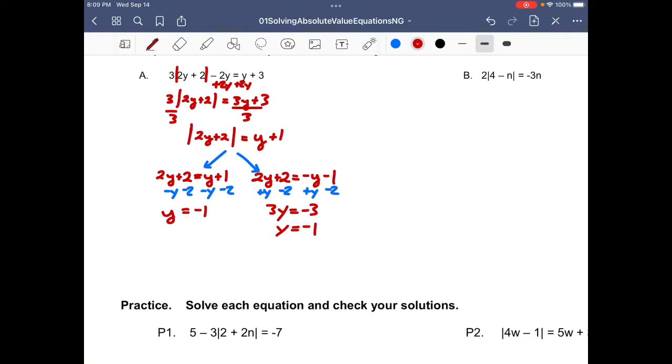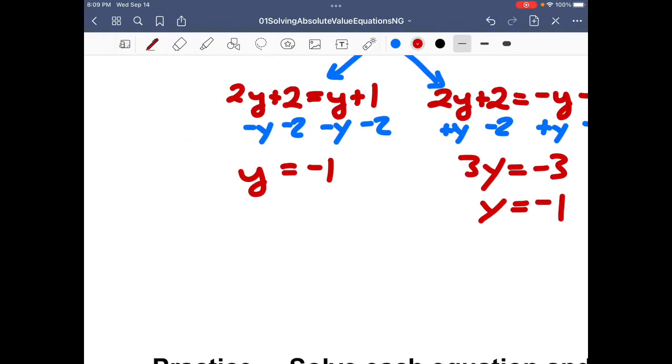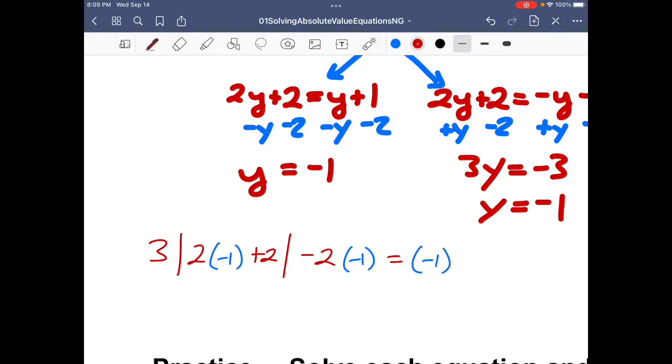Okay, I'd like to write this one out because I want to make sure that you understand what we mean by checking the answer. So here we go. We're going to plug in negative 1. We'll put it in blue. And we're plugging that in everywhere that we see y. And notice also that I'm going back to the original equation. I'm not going to go to one of my changed or simplified equations.